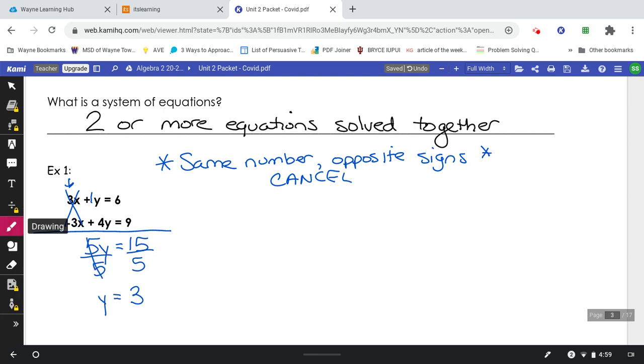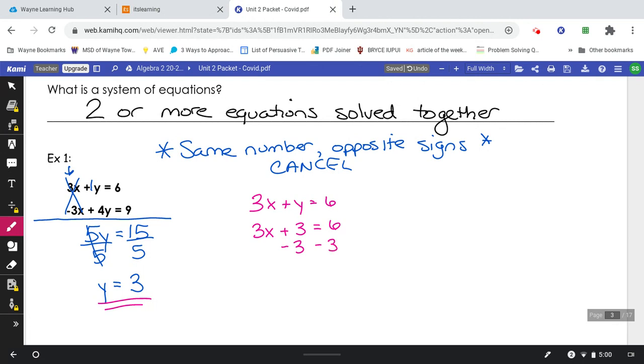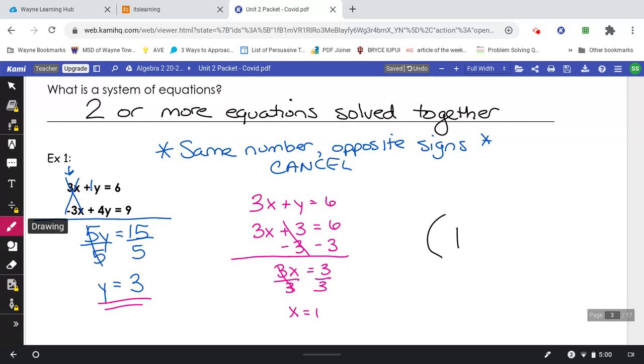In order to do that, you go back to one of the original equations that you were given, and you plug in a 3. I'm going to use the top equation, 3x plus y equals 6. Now I'm going to plug my 3 in for the y. 3x plus 3 equals 6. Then you solve. Divide by 3. x equals 1. So you're going to want to write your final answer as an ordered pair. Put the x first, 1, and the y second, 3: (1, 3).